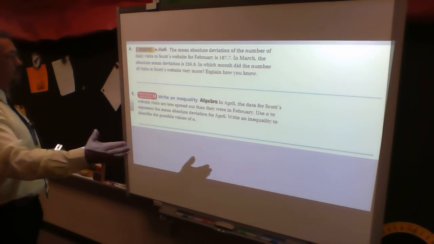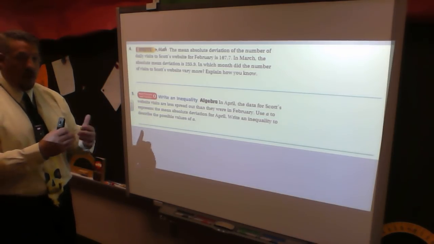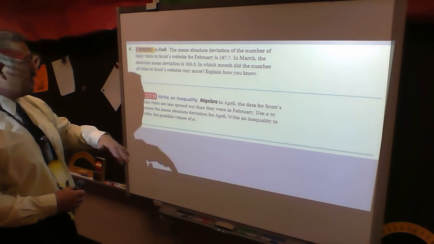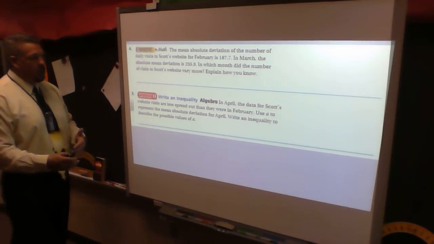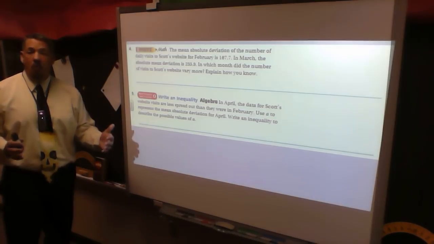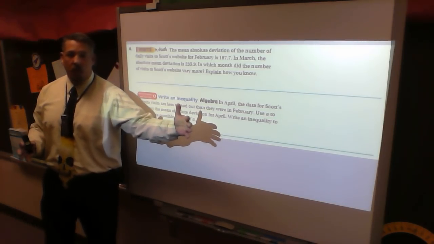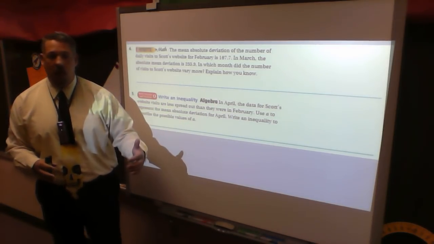Well, in March, the mean absolute deviation was 235.9. So we'd find out the distance between the averages, divide by all the days of March. But what it's asking is, in which month did the number of visits to Scott's website vary more? Which one had a more spread out grouping of numbers? Maybe from 0 to 100 different people visiting.